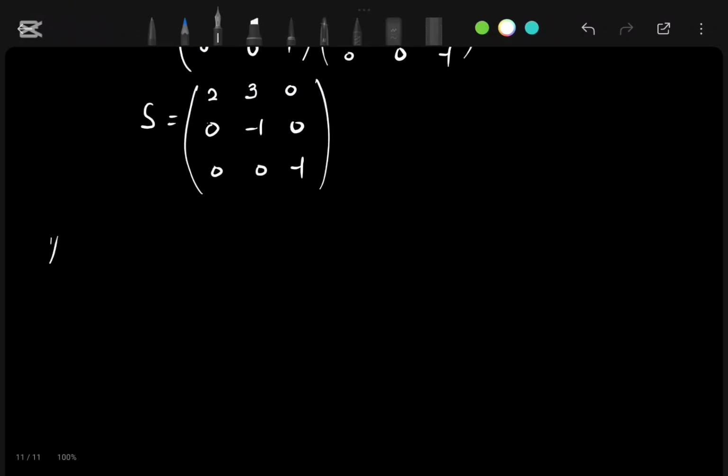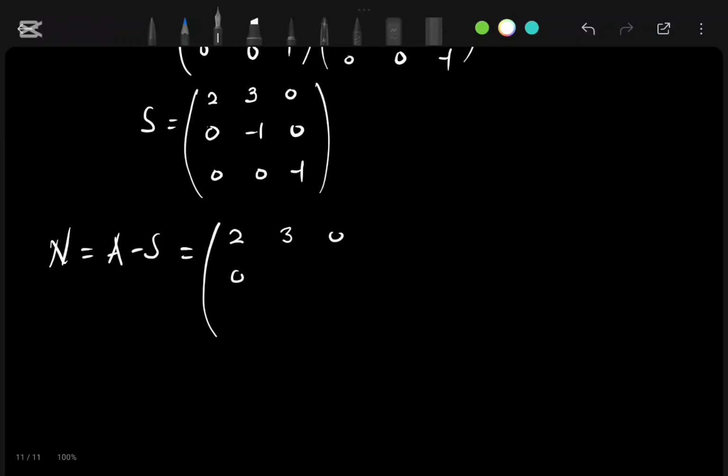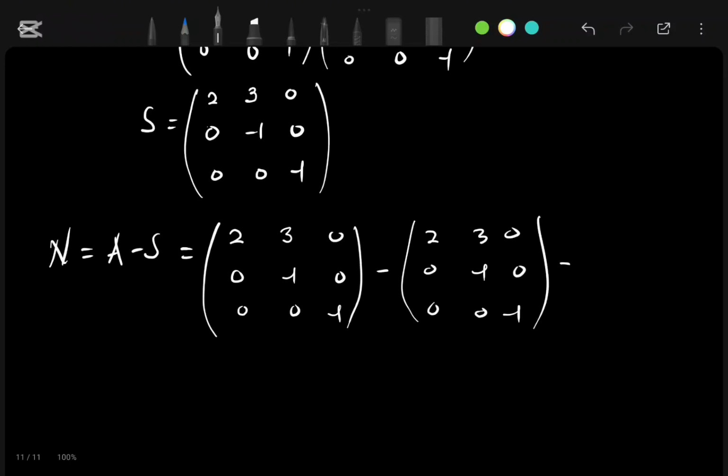Now we are going to find our N, which is given by A minus S. Our A is given by 2, 3, 0, 0, minus 1, 0, 0, 0, minus 1. Minus our S, which is also given by 2, 3, 0, 0, minus 1, 0, 0, 0, minus 1. And this, we'll see that the resultant will be 0, 0, 0, 0, 0, 0, 0, 0, 0. So in this case, there's no value for N.